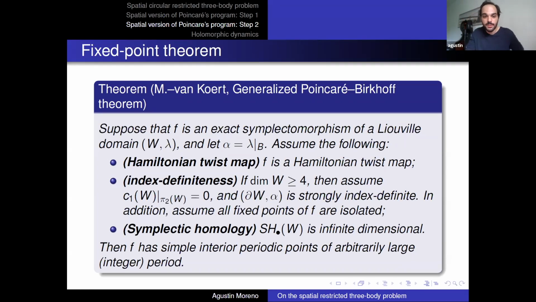For example, if you're in a cotangent bundle, they're all symplectic, and then you need to assume the strongly index definite condition. The symplectic homology for a cotangent bundle is known to be infinite dimensional, which is the homology of the free loop space on the base. And then you might try to use this theorem.